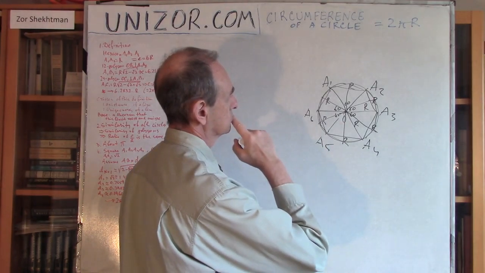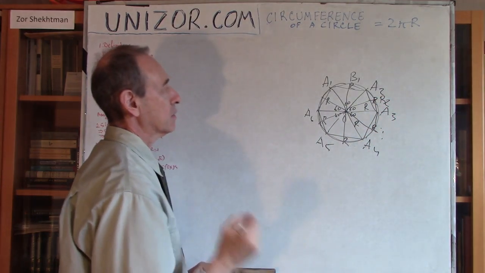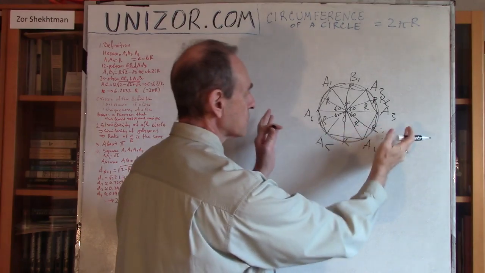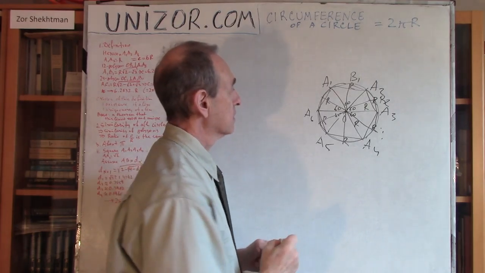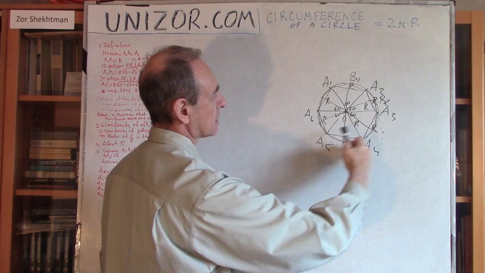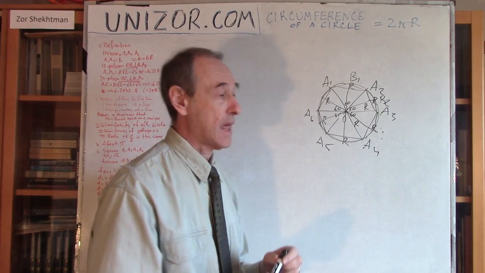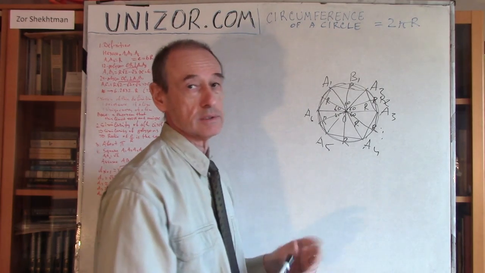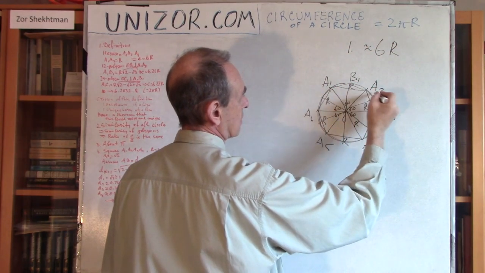Now, let's call the new points B1, B2, etc. What I would like to say is that the perimeter of this next polygon is probably closer to our circle than the perimeter of the original hexagon. The 12-sided polygon looks closer, more circular in its form. Let's calculate. The perimeter of the first one, my first approximation, is 6R, right? Each side of the hexagon was R.